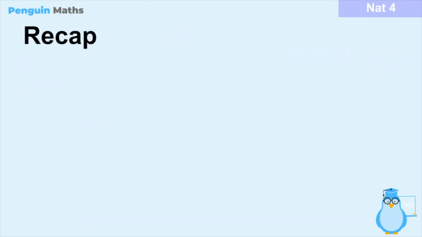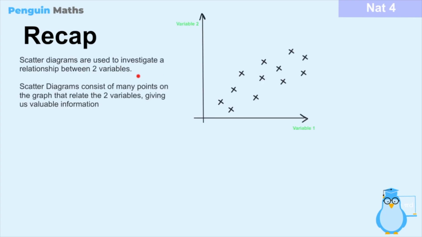So let's go over a quick recap on this lesson on scatter diagrams. We said that scatter diagrams are used to investigate a relationship between two variables, such as we have here. We have variable 1 on the x-axis and variable 2 on the y-axis, and they consist of many points on the graph that relate these two variables, giving us valuable information. Each of these points represents a corresponding relationship between variable 1 and variable 2, and each of these data points represents something that's been collected. So this could be a student, for example, or it could be a car, and then the two variables tell us information about whatever this data point is.